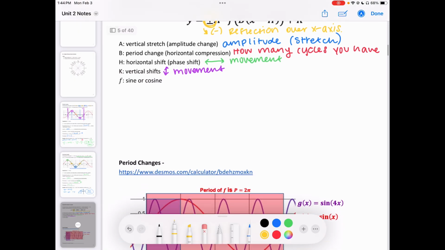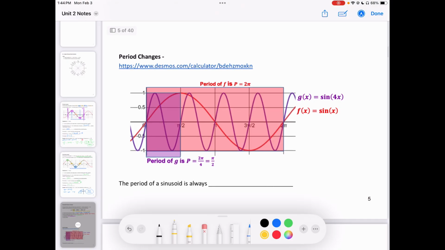If you want to take a look at this link on Desmos, feel free. I'm going to go ahead and move into this figure.